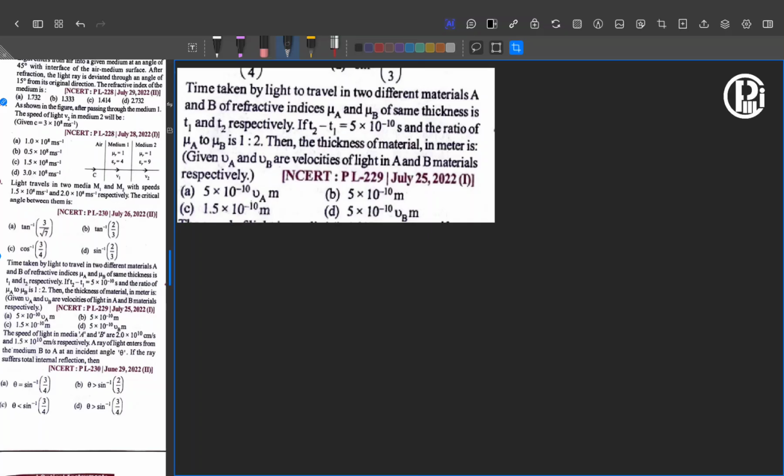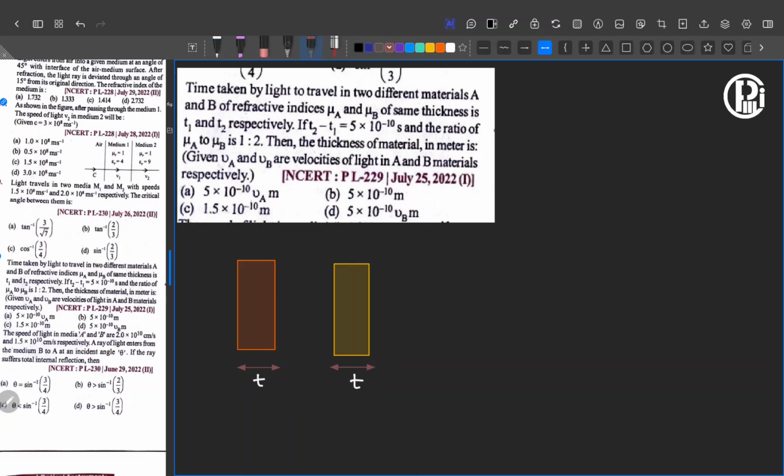The time taken by light to travel in two mediums of different materials of refractive index na and nb of the same thickness is T1 and T2. So both are having the same thickness. Let me draw the diagram. There is one medium here, and let's say there is one more medium here, right? The thickness is the same for both. It has a thickness T and it also has a thickness T. Now the light is traveling in both the mediums.